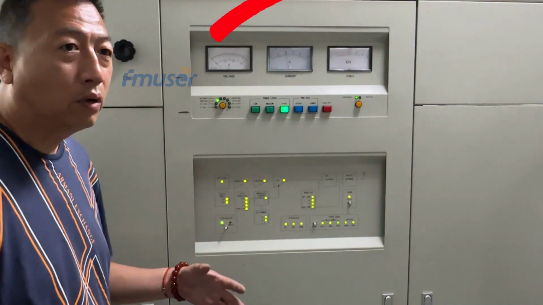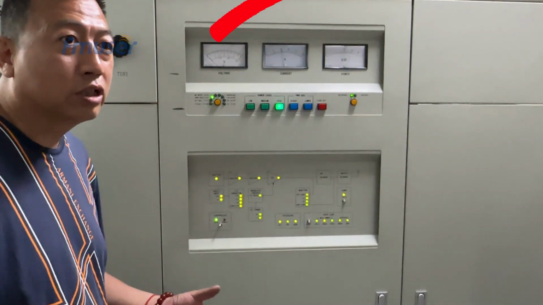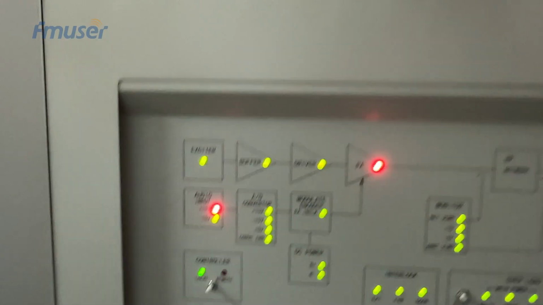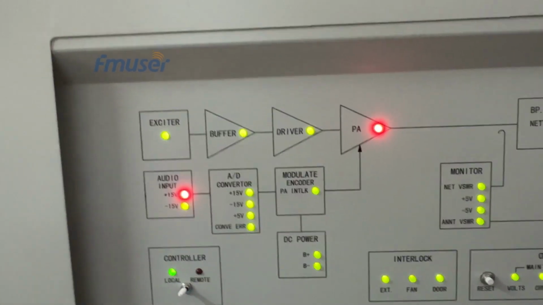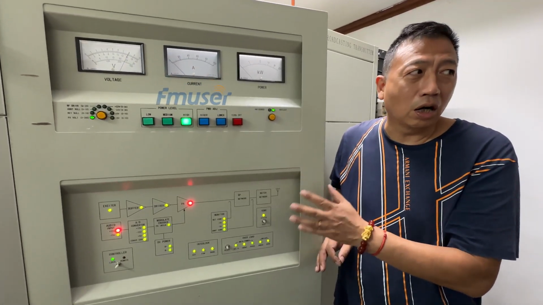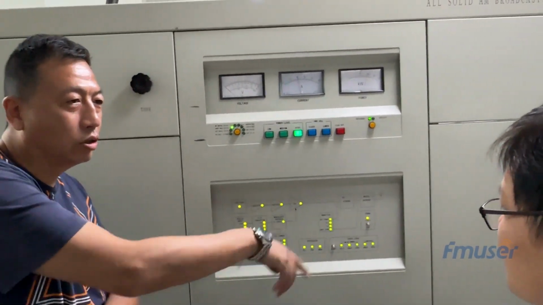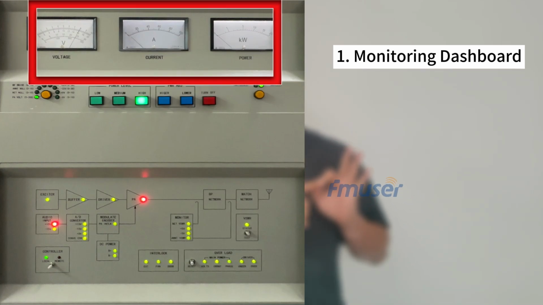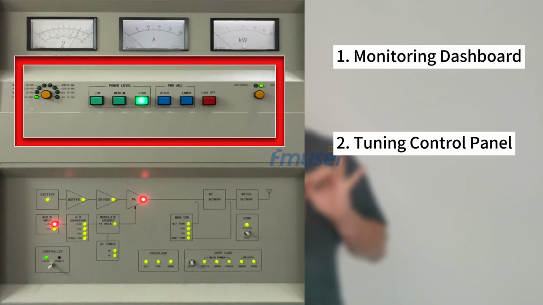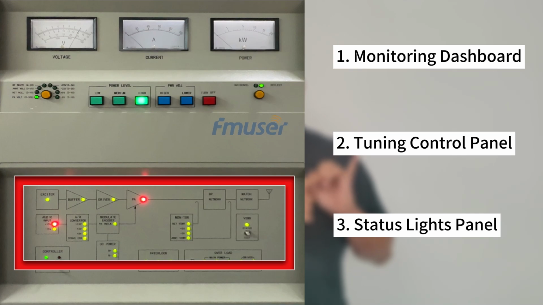Let's get started. Let's start by exploring the functionalities of the control panel. Familiarizing yourself with the control panel functions and understanding how to interpret diode data is crucial for engineers and technicians working with an AM station. Control panel introduction. We have 3 main sections on the control panel in the 10 kW AM transmitter, which are number 1, monitoring dashboard, number 2, tuning control panel, number 3, status lights panel.